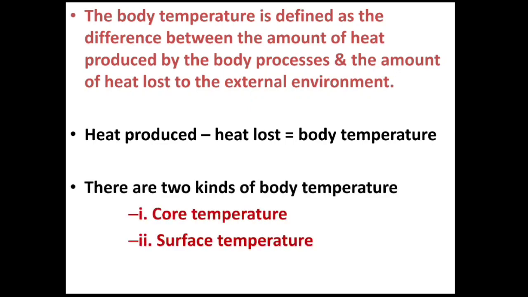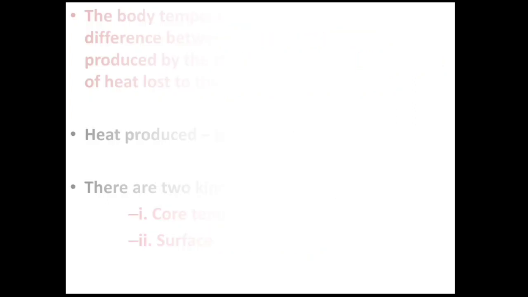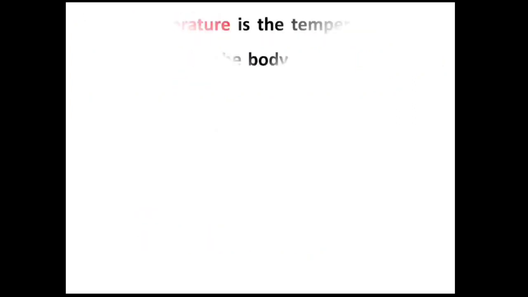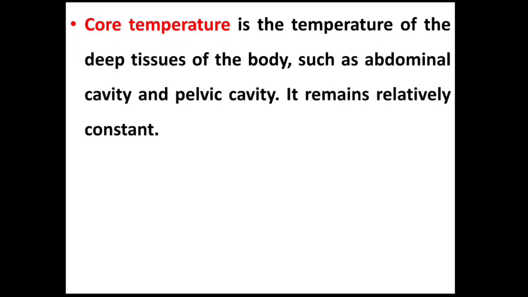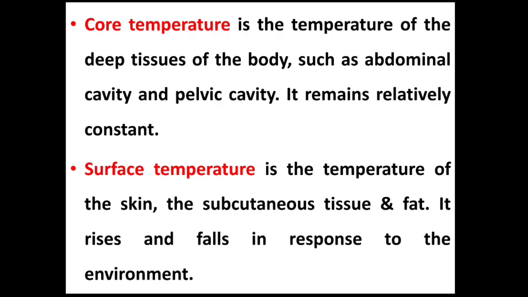There are mainly two types of body temperature, that is the core body temperature and the surface temperature. Core temperature is the temperature of the internal environment of the body that includes the deep tissues such as the abdominal cavity and the pelvic cavity, and it remains relatively constant. The surface temperature is the temperature of the skin, subcutaneous tissue and fat, and it rises and falls in response to the changes in the environment.